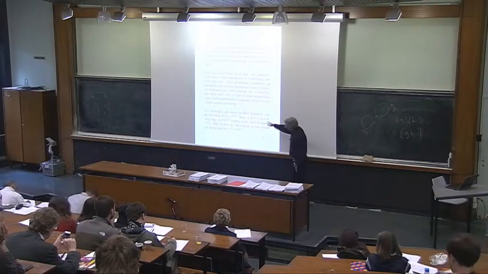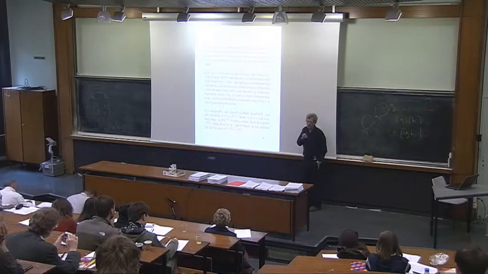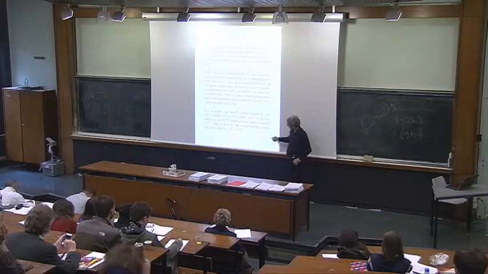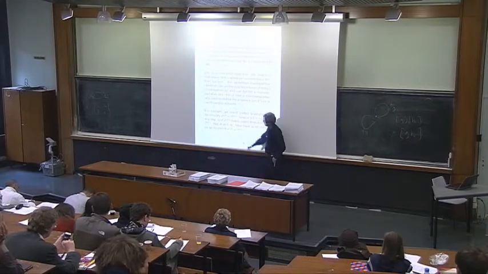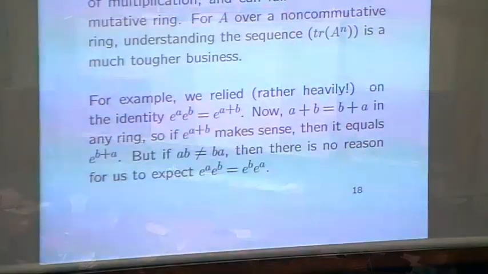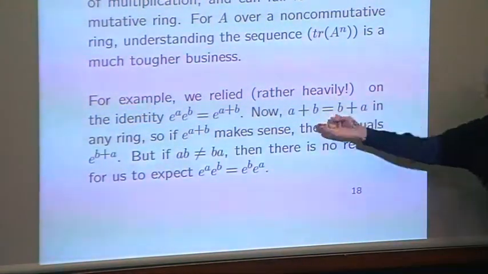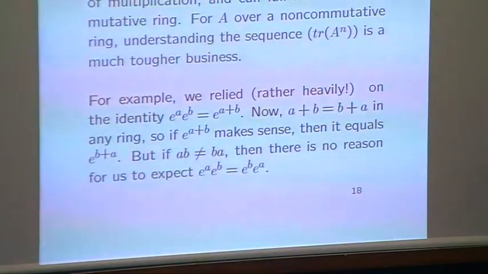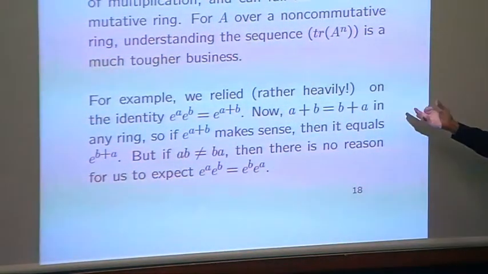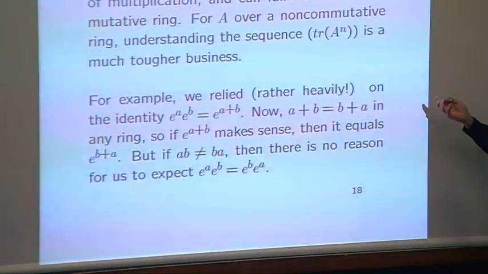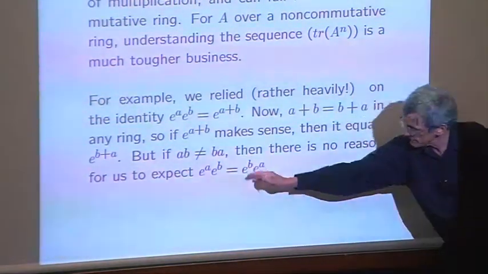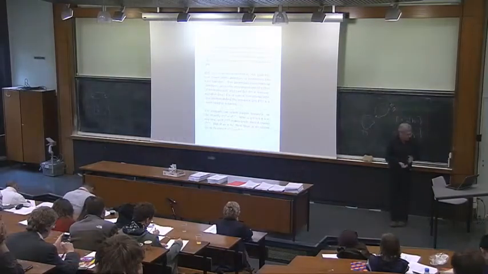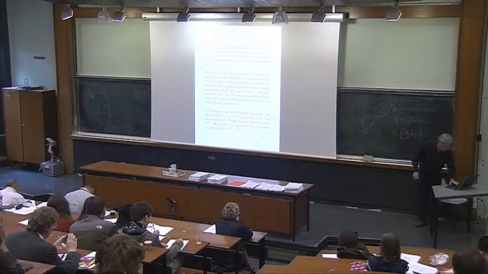Let's look at a way that we can see that there's trouble right away. We were relying pretty heavily on the exponential, and the identity e to the a, e to the b is e to the a plus b. Now, in any ring, a plus b is equal to b plus a, right? But on the other hand, if a and b don't commute, then we have no reason to believe that e to the a times e to the b is e to the b times e to the a. So things break down quite badly.